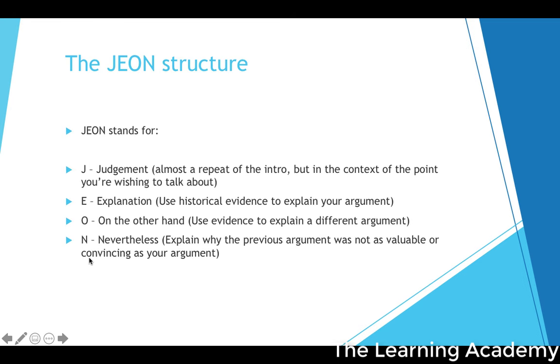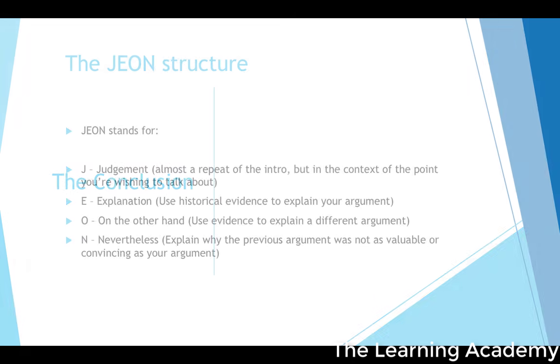Maybe the evidence isn't as valuable, or maybe it's taken out of context, or maybe, yes, this evidence that is used here suggests this thing. However, if we also think about this evidence over here, then it suggests something different. Okay? So this is a really good structure, and if you repeat this 3 times for 3 different things, and you obviously have good historical context, you should be absolutely fine in answering essay questions.